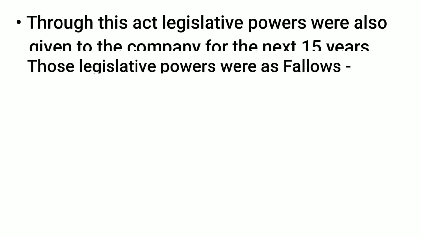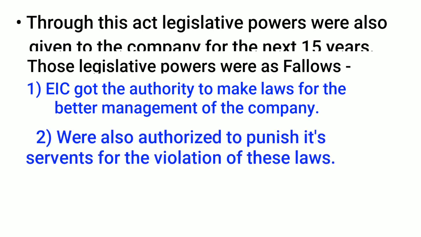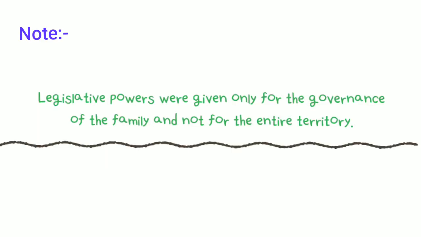So the first was that the East India Company got authority to make laws for the better management of the company, and also they were authorized to punish its servants for the violation of these laws. Here you need to note that those legislative powers were given to the company only for the governance of the company and not for the whole British territory. So I hope it's clear how the East India Company was incorporated in India.